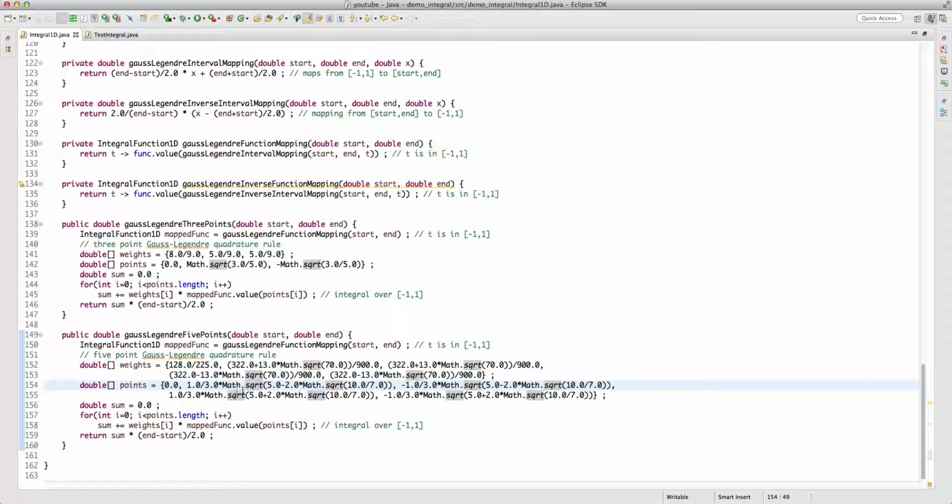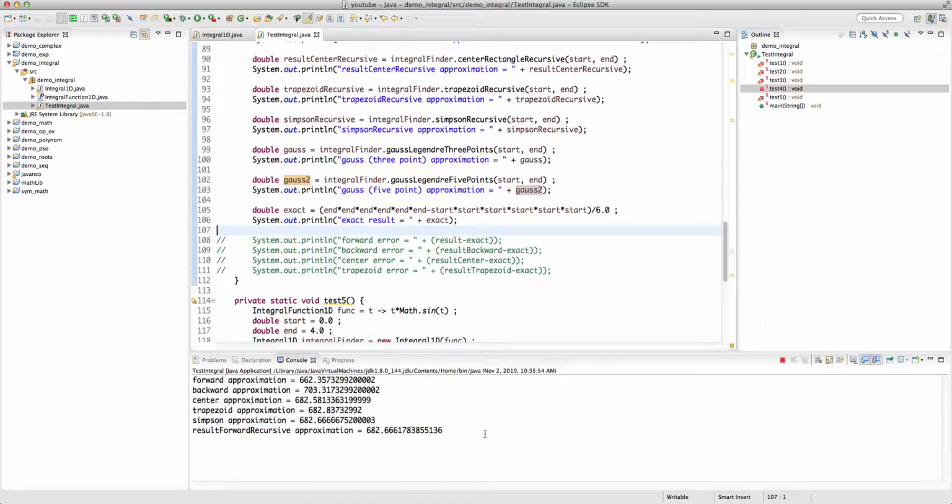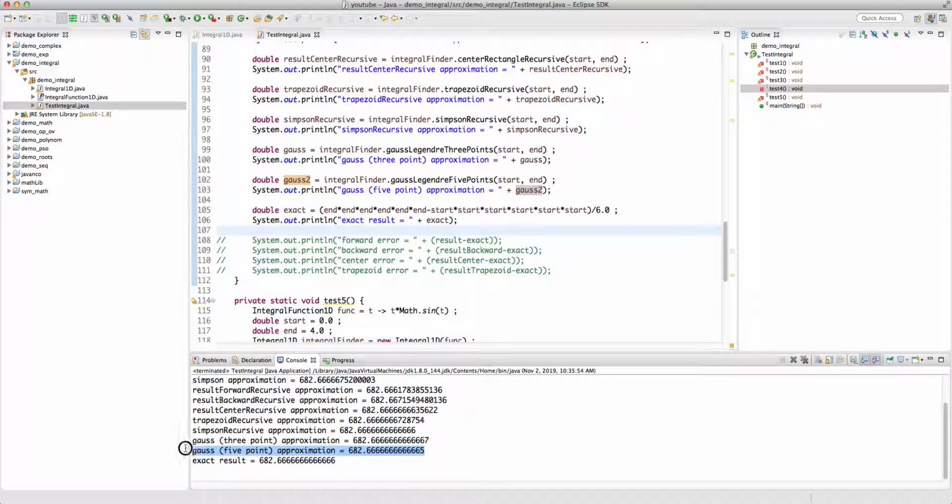So 1 over 3 square root of 5 minus 2 times square root of 10 over 7. The next one is negative of that. The next one has a square root of 5 plus, and the last one is minus 1 over 3 square root of 5 plus. Okay, so let's go to our test. Yes, now we get the 5 point, the exact result.